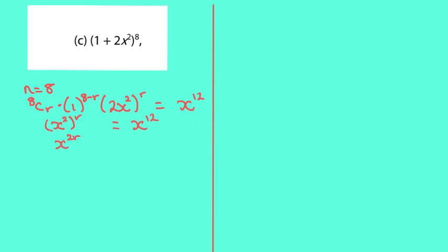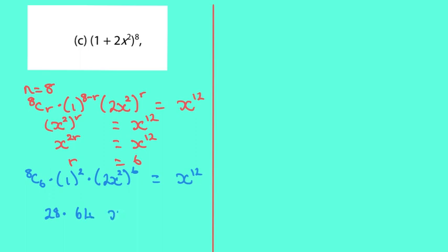So x to the 2r equals x to the power of 12. So r is equal to 6. Substituting back in, we get 8 choose 6, 1 to the power of 8 minus 6 is 2, 2x squared to the power of 6 equals x to the power of 12, which is equal to 28 times 64 x to the power of 12, which is equal to 1792 x to the power of 12.